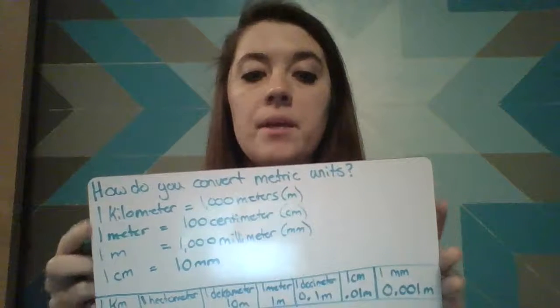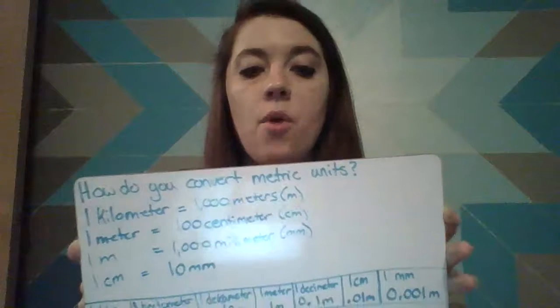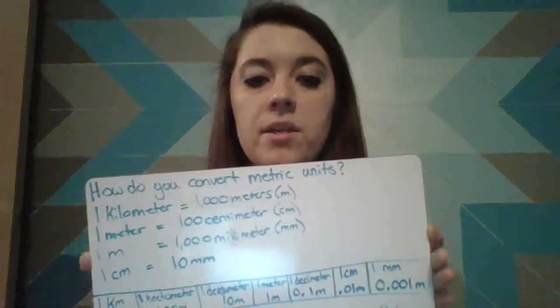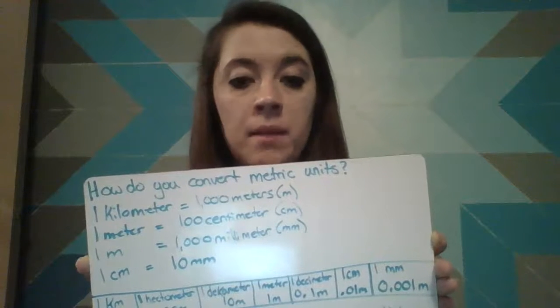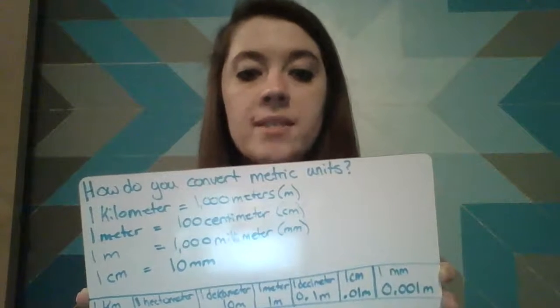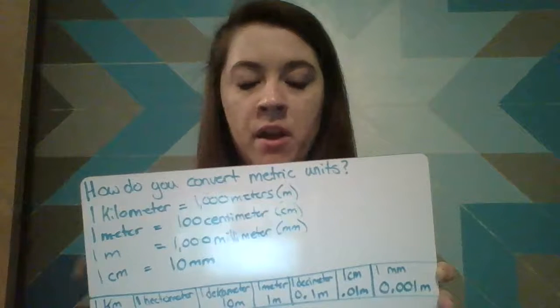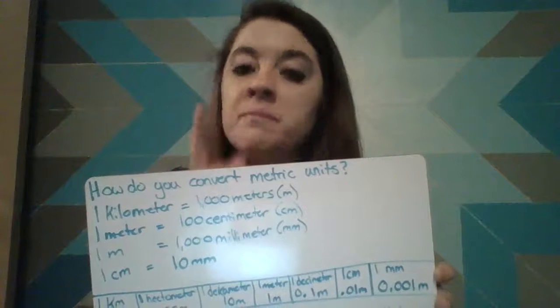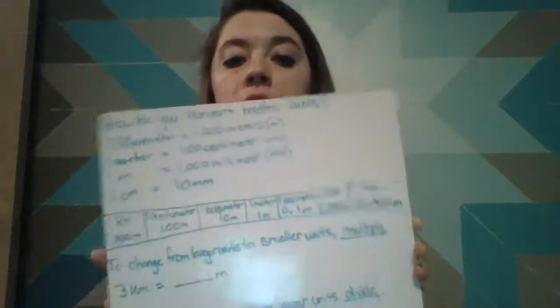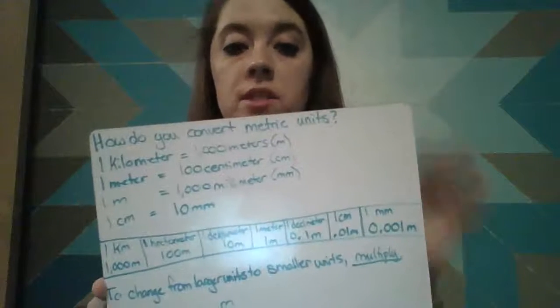So 1 kilometer equals 1,000 meters. 1 meter equals 100 centimeters. 1 meter equals 1,000 millimeters. And 1 centimeter equals 10 millimeters. Okay, so those are our different conversions. Those are the most common conversions that we have.